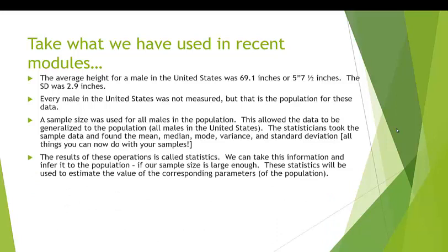So the results of these operations of taking the raw data from a sample that is representative of the population and is large enough that we can generalize it to the population, and finding things like the mean, the median, mode, variance, and standard deviation, the result of all this is called statistics. We can take this information and infer it to our population. These statistics will be used to estimate the value of the corresponding parameters within the population.